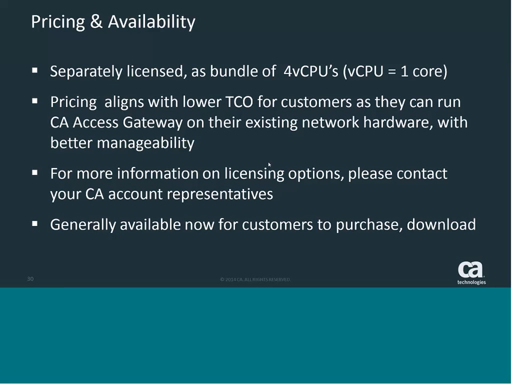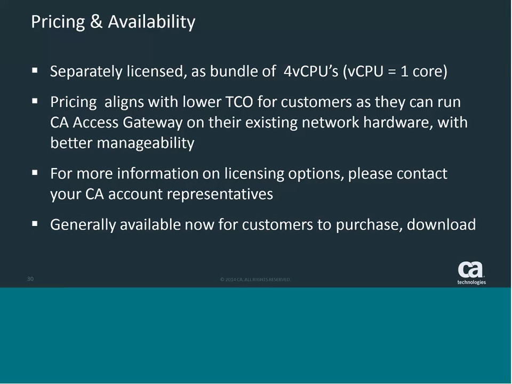In terms of pricing and availability, this offering is separately licensed, and it is available as a license bundle of 4 virtual CPUs. Typically, one SPS, one Access Gateway instance requires 2 virtual CPUs. So what you get is 2 SPS instances, which are required for all your high availability considerations at a minimum. Now, this pricing is aligned with the lower TCO for customers, as they can run the Access Gateway on the existing network hardware with better manageability.